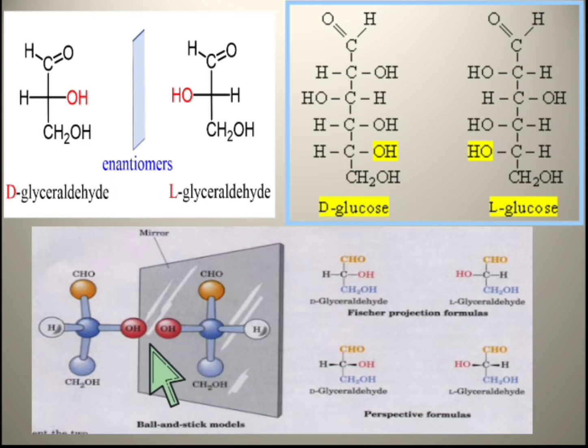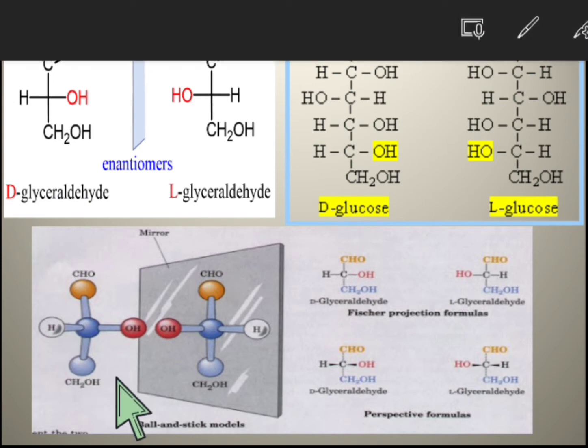Now, I just want to show you this glyceraldehyde, that they are mirror images of each other. As you can see here, glyceraldehyde is the simplest carbohydrate, and it exhibits the properties of a chiral or optical isomer compound. It can exist in 2 isomeric forms that are mirror images of each other. As you can see clearly in this figure, these are the 2 isomeric forms of glyceraldehyde, that is D and L, which are mirror images of each other.